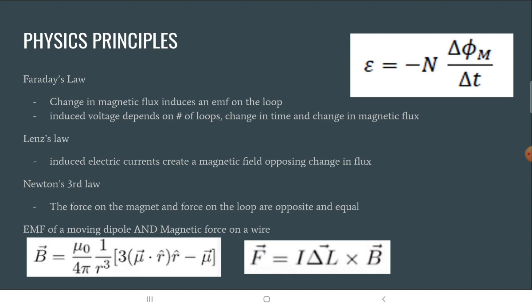We're also going to use Lenz's law, which states that induced electric currents create magnetic fields that oppose the change in flux. And then back to the basics, Newton's third law, we'll just use that to know that the force on the magnet is going to be opposite in direction and equal in magnitude to the force on the loop. The last things are we're going to use the EMF of a moving dipole as well as the magnetic force on a wire in our calculations later on.